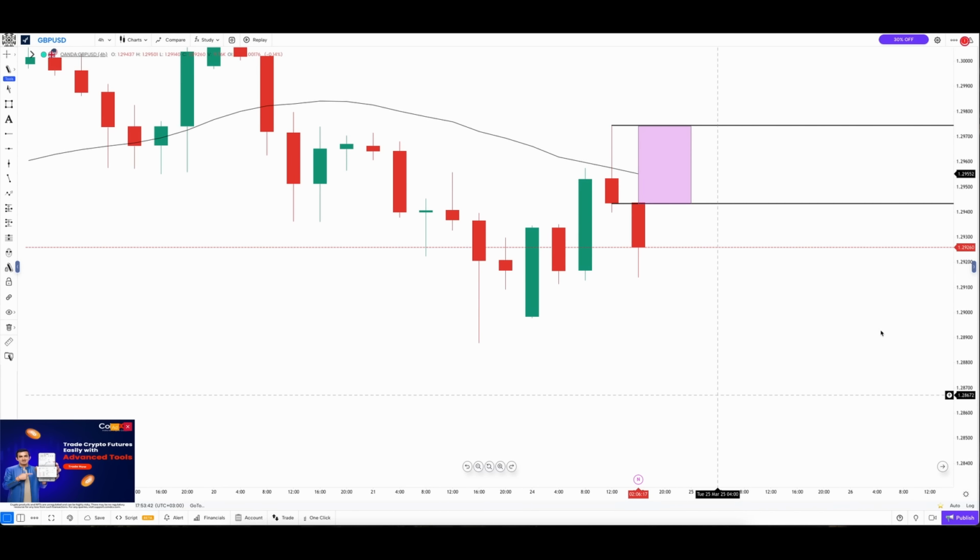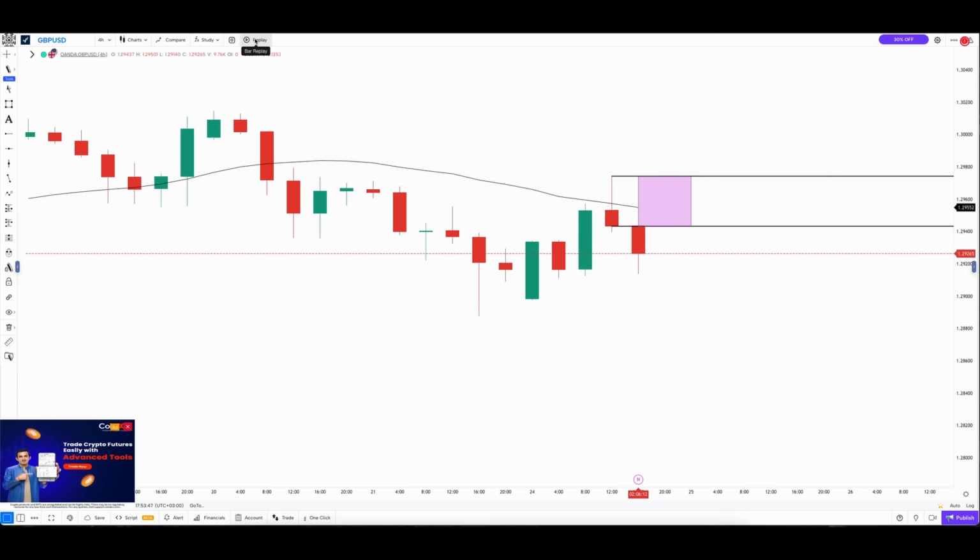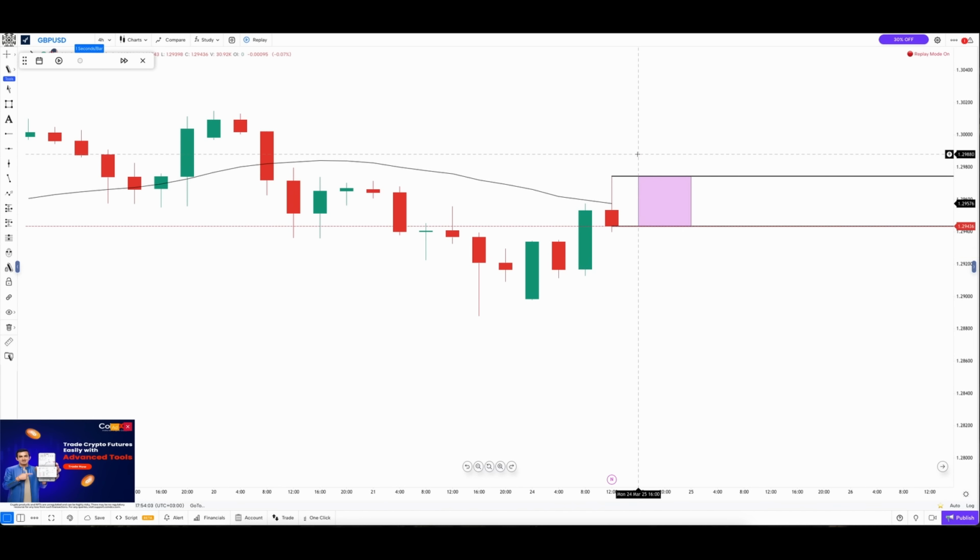So now what we are going to do is get the replay tool here, okay? We are getting the replay tool and we are going to place it here, okay? So that candle has not yet printed, because we've gone into replay mode.